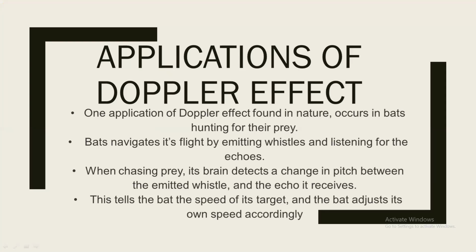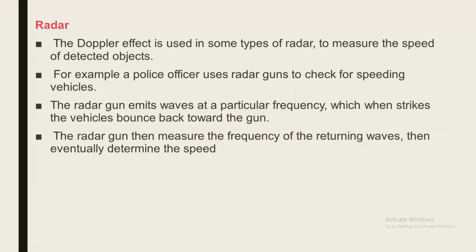When chasing the prey, the bat's brain detects a change in the pitch between the emitted whistle and the echo it receives. As a result, it tells the speed of the target. The bat identifies the speed of the prey and hence it can detect where it is. Now moving on to the next application, that is radar.